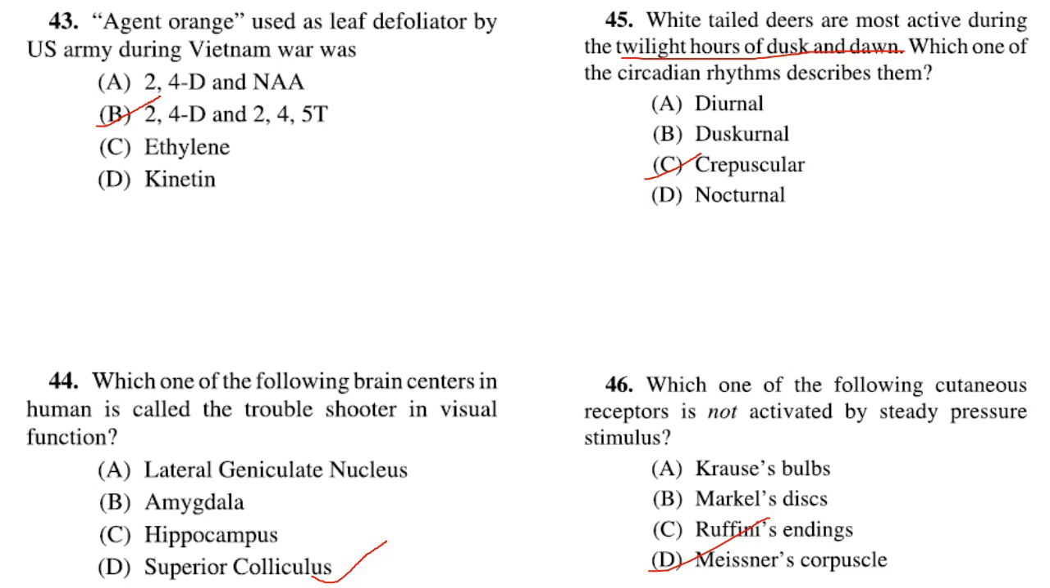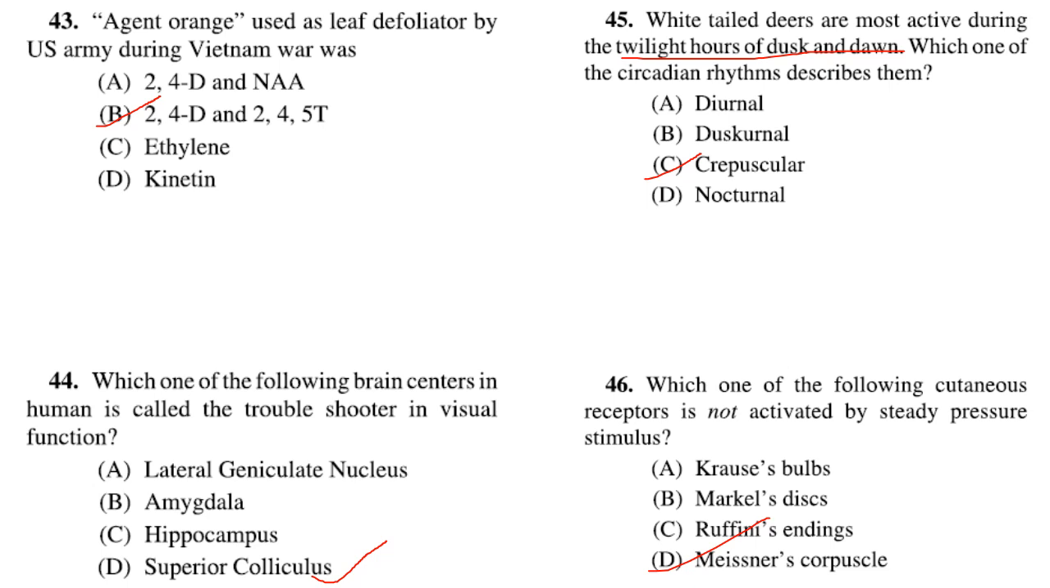Then next one. Which one of the following brain centers in the human is called troubleshooter in visual function? It is superior colliculus. Answer is option D. White-tailed deers are most active during the twilight hours of dusk and dawn. Which one of the circadian rhythm describe them?